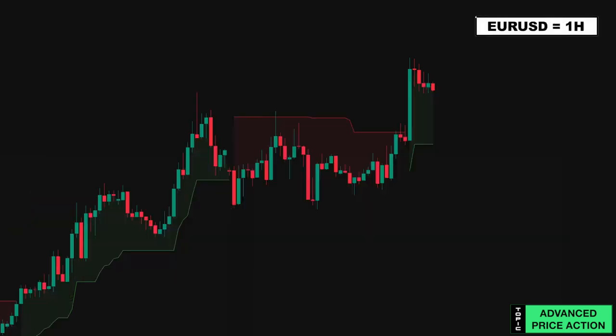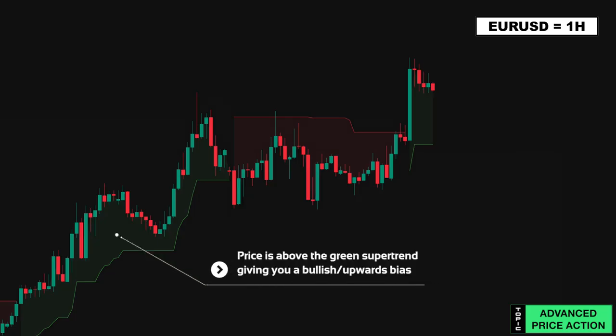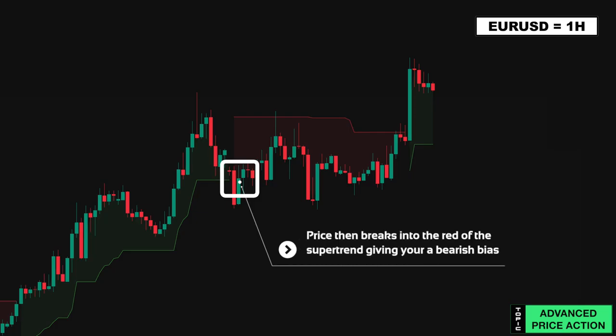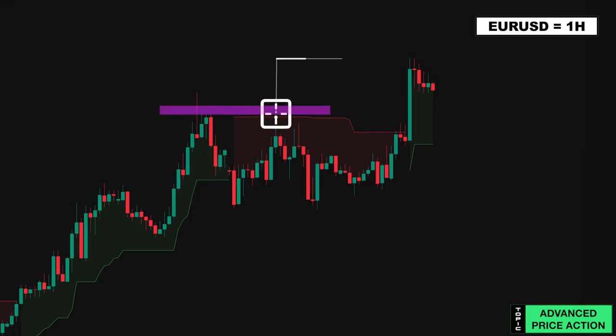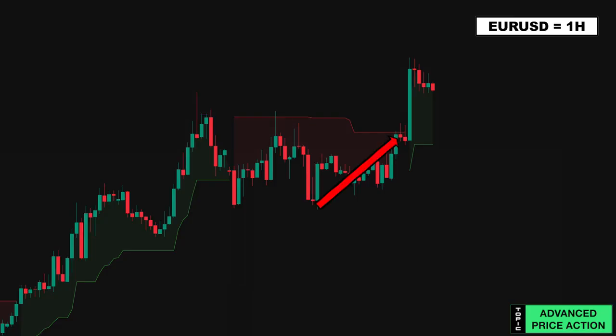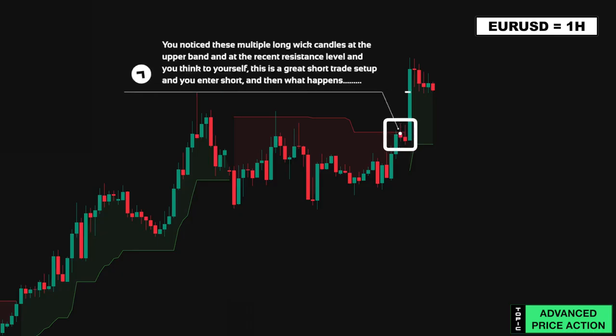This is the Euro-Dollar 1-hour time frame. Price is above the green super trend, giving you a bullish bias. Price then breaks into the red of the super trend, giving you a bearish bias. This long wick candle at resistance and the upper super trend band presented a short trade setup. Now, when price came back up, you noticed these multiple long wick candles at the upper band and at the recent resistance level. And you think to yourself, this is a great short trade setup, and you enter short.